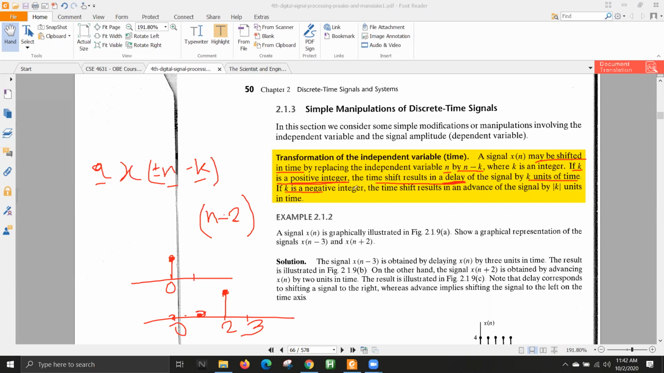And if k is negative, this whole thing will become positive. So n plus 2, it will become n plus 2. And then the corresponding signal, I will hear this thing at minus 2, okay? What I was supposed to hear at 0, I will hear at minus 2. That is called advancing of the signal, okay, by k units. So advancing means I have moved this thing earlier. What I was supposed to hear at 0, I will hear at minus 2.